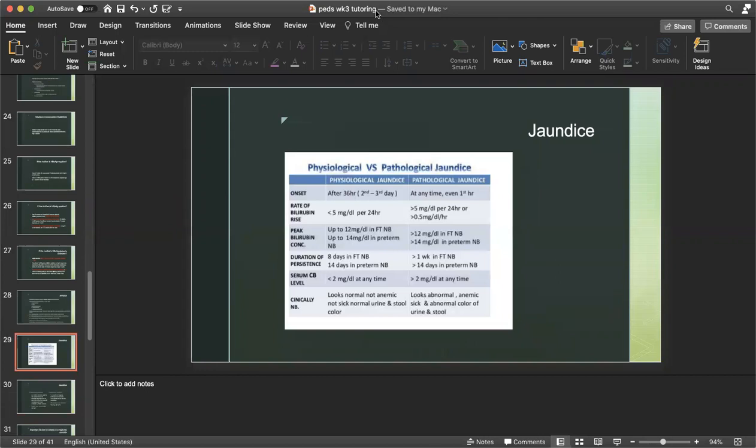Okay, so jaundice. I took this straight from her PowerPoint because this chart was super helpful when I studied. You really do need to know the differences between physiological and pathological jaundice. This was definitely on the test. Physiological jaundice occurs after the second or third day, and pathological can happen at any time. With physiological jaundice, the babies will look normal, not anemic or sick, but with pathological jaundice, they will look sick. Pathological jaundice is a bad one, and physiological jaundice is kind of normal.